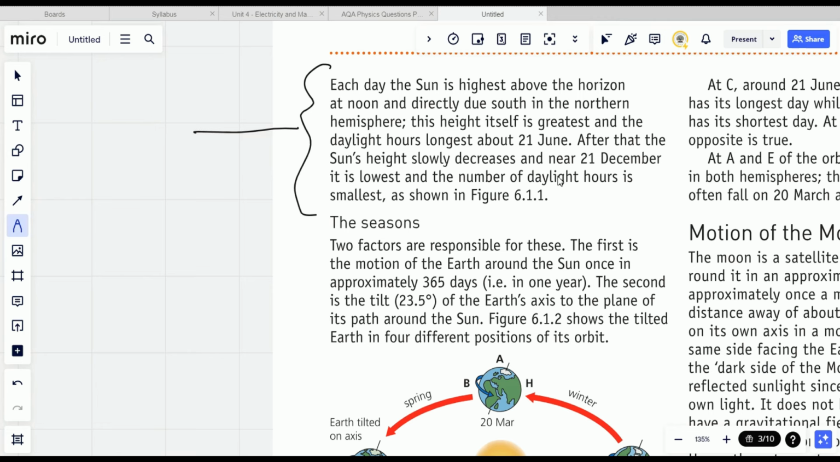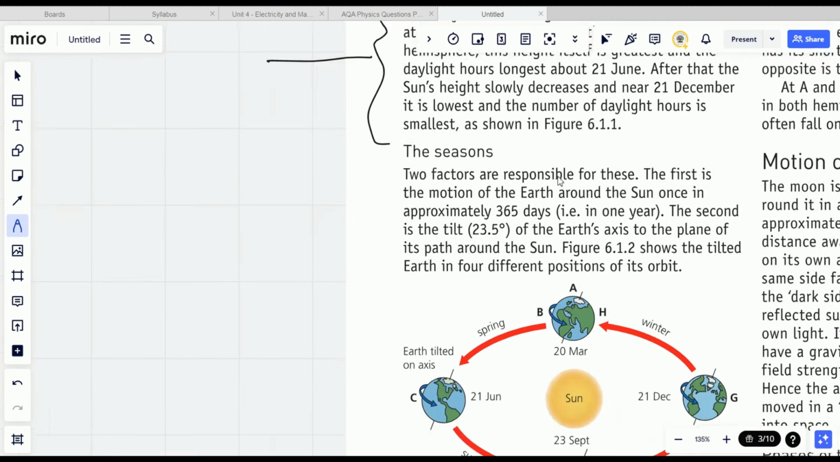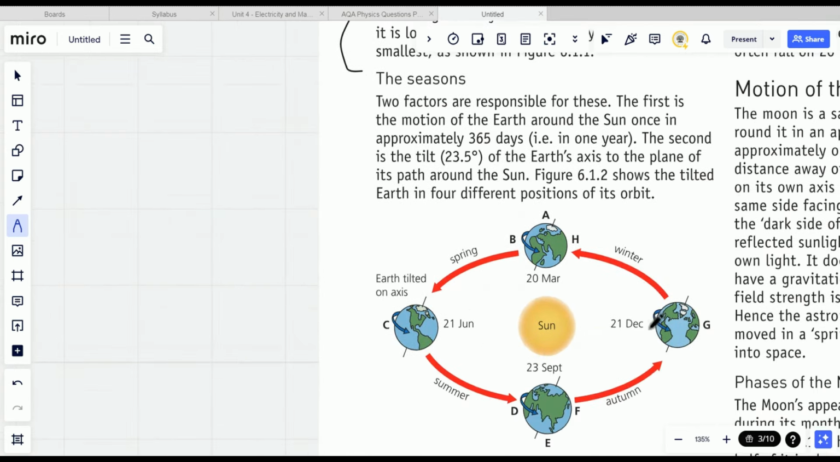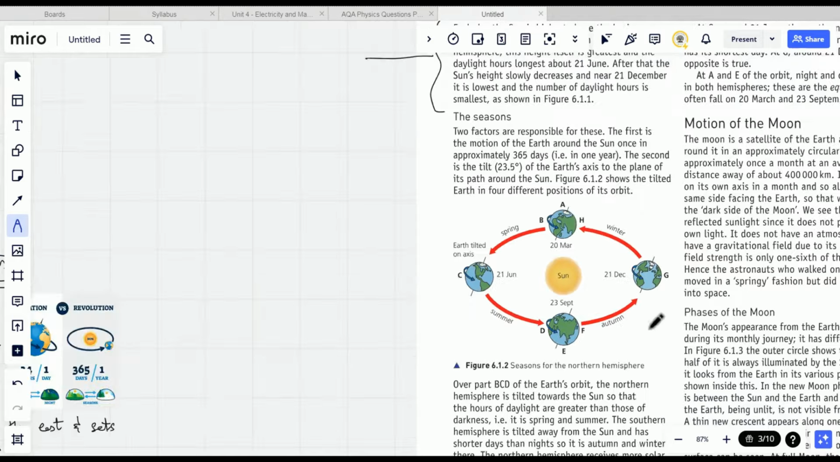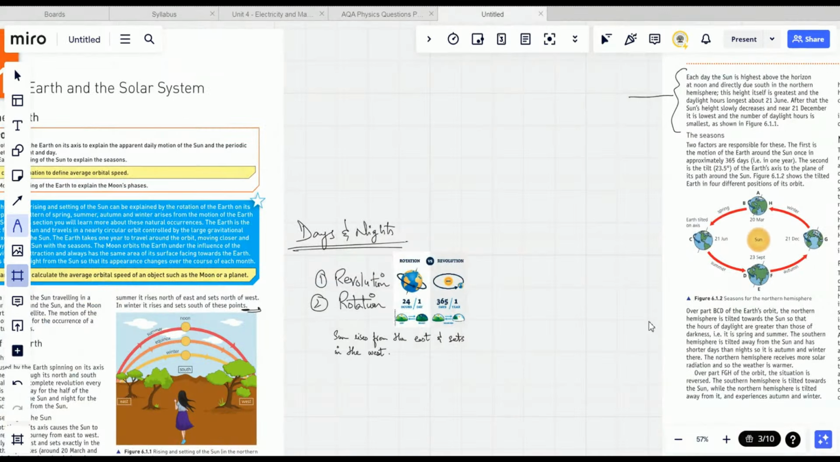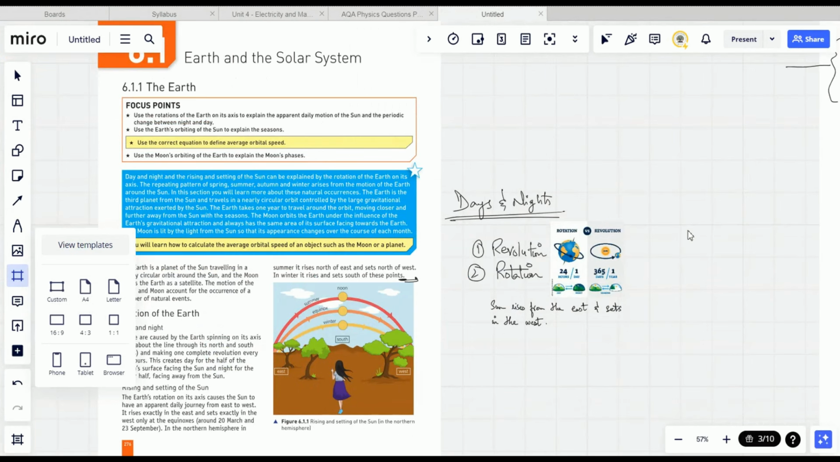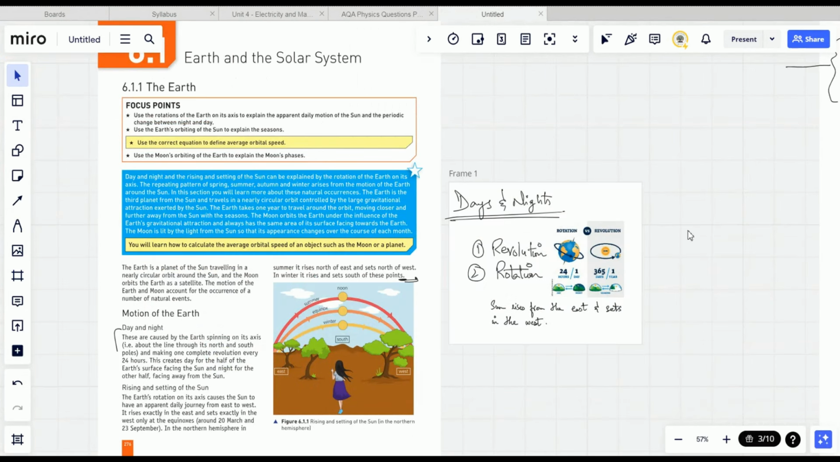Do you guys get this? Because the sun is highest, it is right above. That's why this is the cycle that we get. Do you get it? Okay, I'll make the frames along the lecture. This is what you'll need to remember.